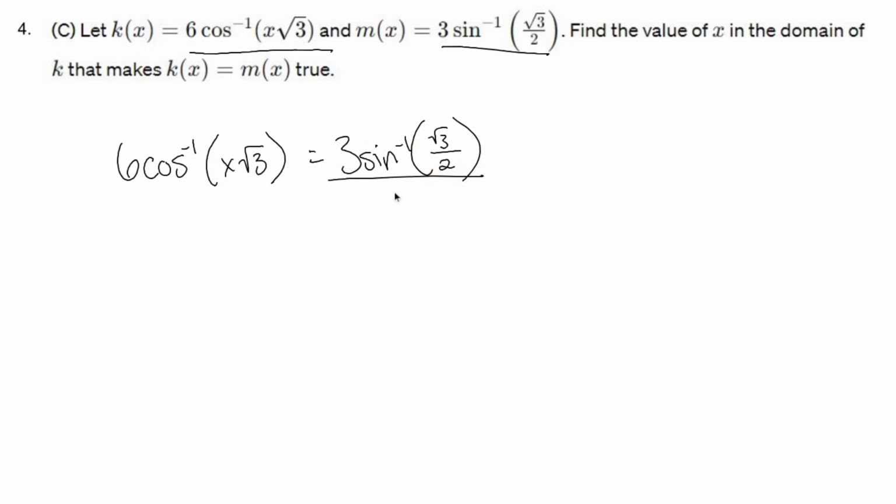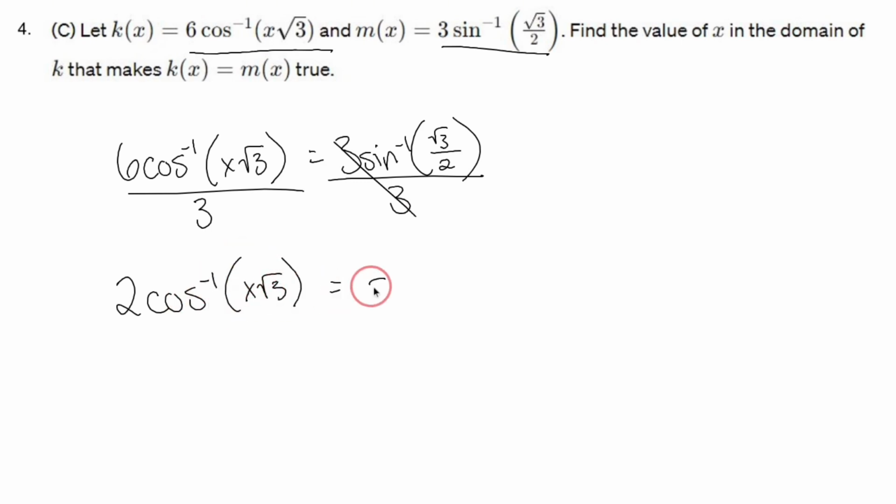I could divide everything by 3 if I wanted to. Might be helpful. I don't know. Maybe, maybe not. So that gives me 2 inverse cosine of x root 3 equals the inverse sine of root 3 over 2. Now, I know what the inverse sine of root 3 over 2 is. It's the y value on the unit circle that gives me root 3 over 2, and that is pi over 3. So that becomes pi over 3.